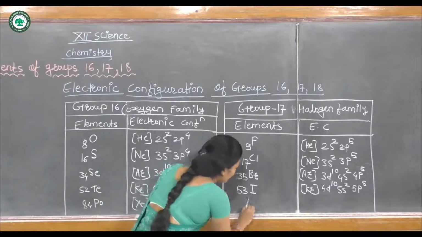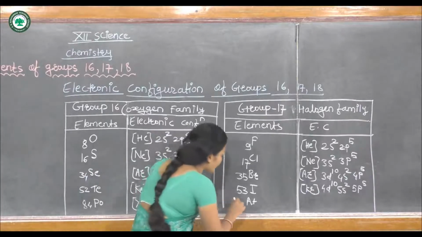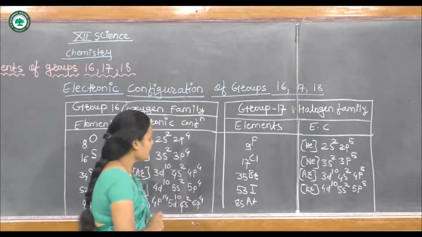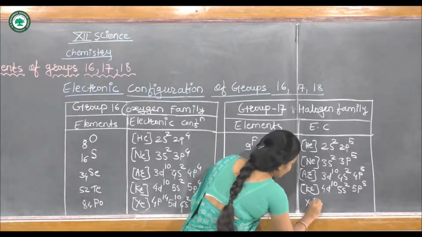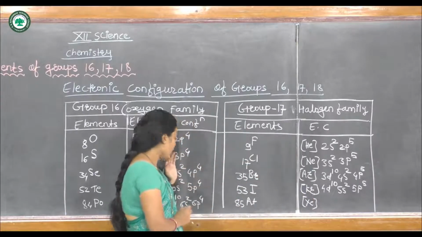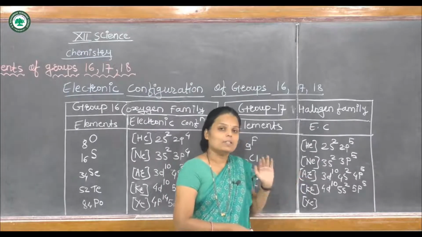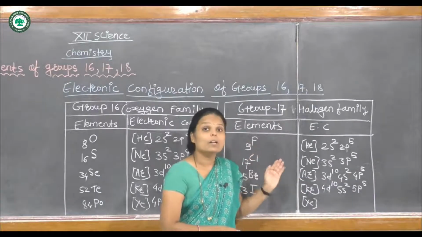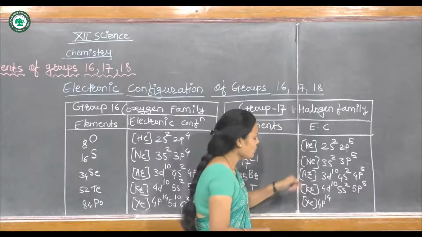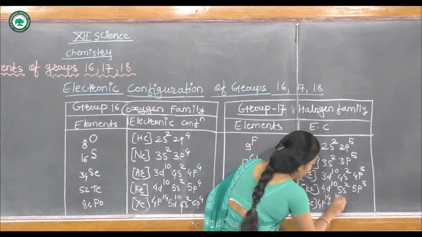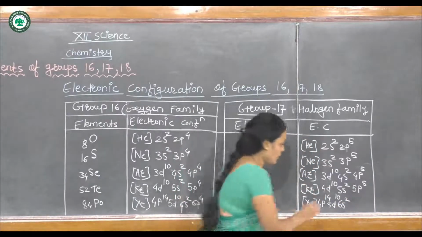The last element is astatine. Its atomic number is 85. Its electronic configuration is represented by xenon, followed by 4f14, 5d10, 6s2 and 6p5.